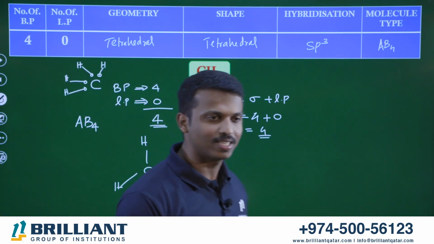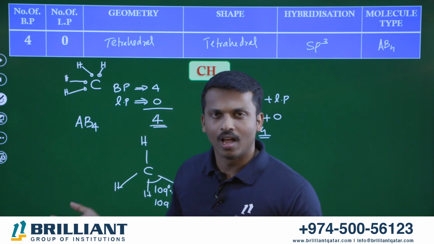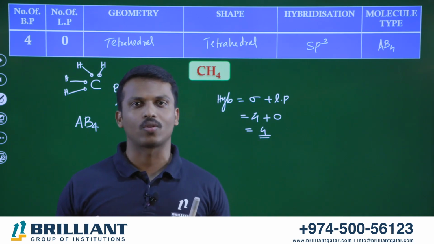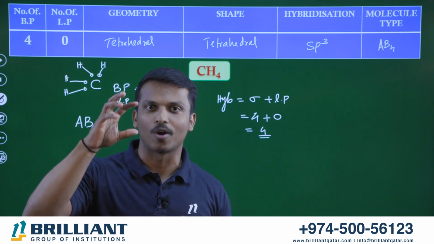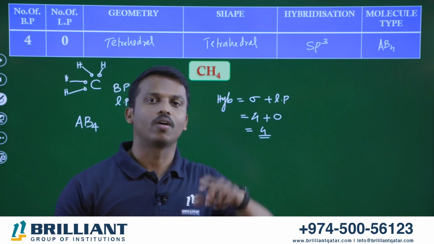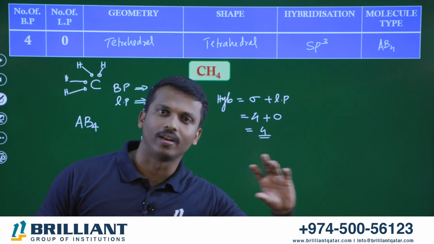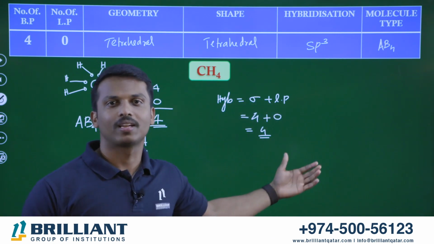If you know the table, you can calculate the bond pair and lone pair easily, right? Hybridization also you can calculate easily, right? Only for the geometry and shape, we need the data first. If the sum of bond pair and lone pair is equal to 2, linear. If it is equal to 3, trigonal planar. If it is equal to 4, tetrahedral. The table which I showed you before, all of you learn first, then come to the point.